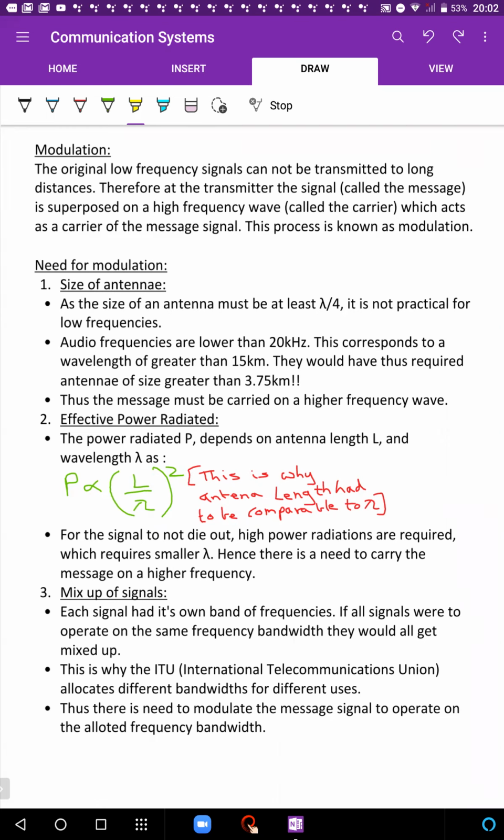The last thing is mix up of signals. Each signal has its own band of frequencies. If all signals were to operate on the same frequency, the bandwidth, they would all get mixed up, right? So this is why the ITU allocates, to avoid that mix up of signals, different bandwidths for different uses. Thus, there is a need to modulate the signals to operate on the allocated frequency bandwidth.